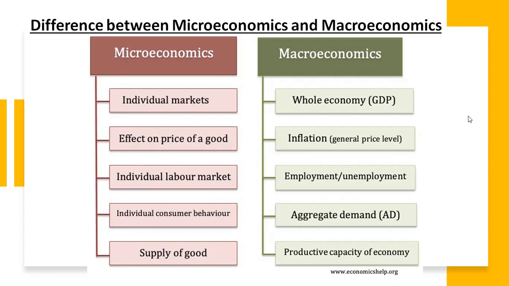of macroeconomics. And in microeconomics, we study only the supply of a good. That is only one type of good, not various types of goods. Then it is the field of microeconomics. But if we study the productive capacity of the economy, then it is the field of macroeconomics.